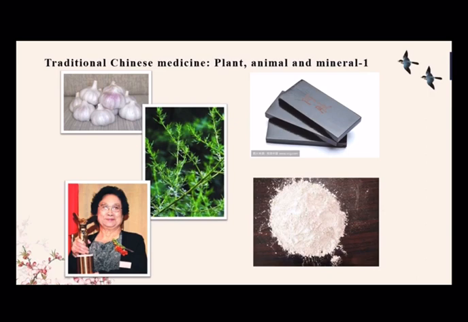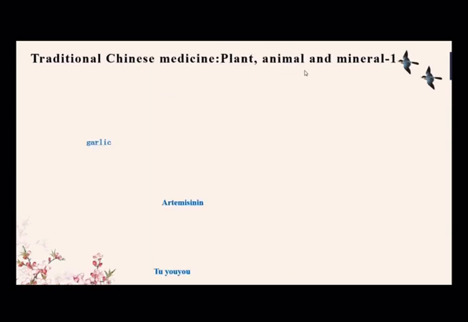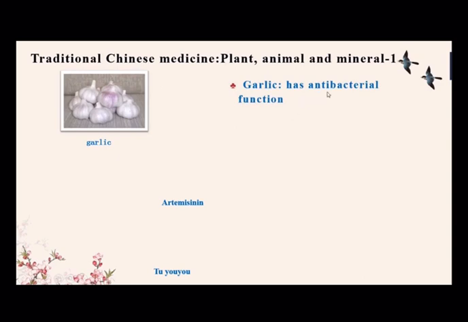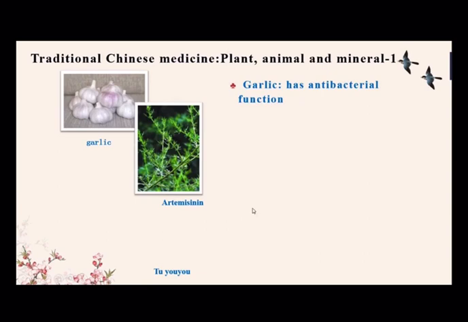They asked me what kind of material could be used as a medicine. In fact, plants, animals, minerals, all kinds of substances could be used as medicine. For example, garlic. Garlic has an antibacterial function. Artemisinin could be used to treat malaria.